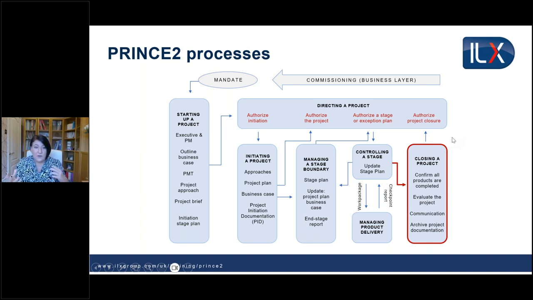We would evaluate the project, create an end project report, look at the lessons that we can learn to pass on to other people. Think about the communication that needs to be sent out. And all the documentation will then get archived away. Now, from closing a project, we then need to hand that over to the project board in directing a project to formally authorize the closure. So that is the point where the project is then officially closed.